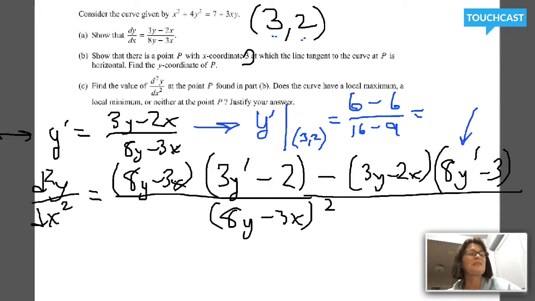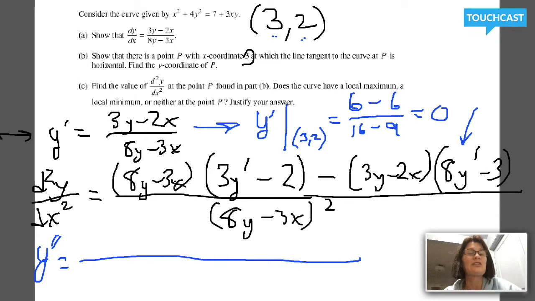Doesn't matter so much because 6 minus 6 makes 0. So now I'm going to go back to my second derivative. I'm going to call it y double prime just so I don't have an extra fraction, one more thing to write on 2 lines. And I'm going to try replacing these values as they show up.